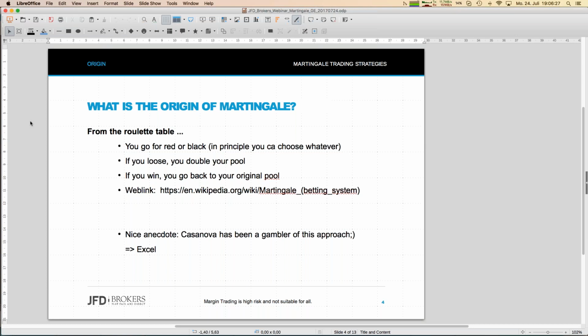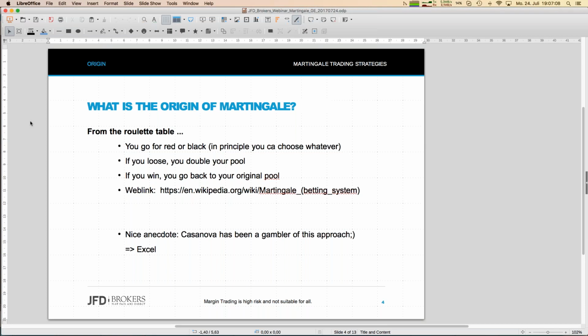That's all. So if the first trade, let's call it a trade because we are traders, is a loser trade, then you double your pool. That's all. If you finally win, because it might be that there are 3 losers in a row, which always means you double already, if you finally win, that complete sequence is now a winner. And then you go back to your original pool, the original money, let's say €1 or €5, and that's all. That's the complete concept of playing Martingale at the roulette table.